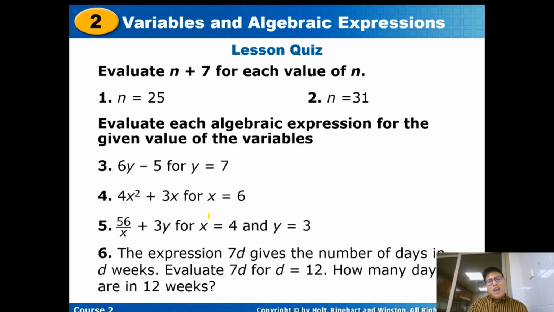Okay, I think you're now ready for our lesson quiz, to apply the different ways on how we are going to simplify algebraic expressions. Now, after answering this lesson, please just send your answer in the assignment portion of your Google Classroom.